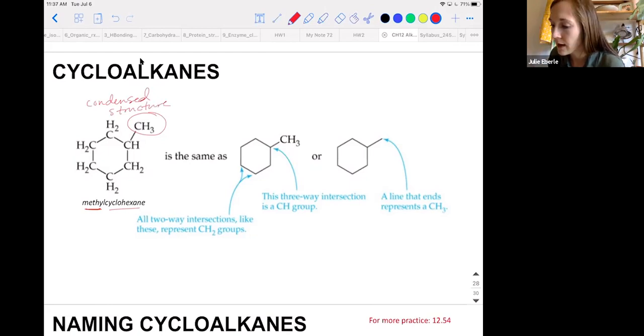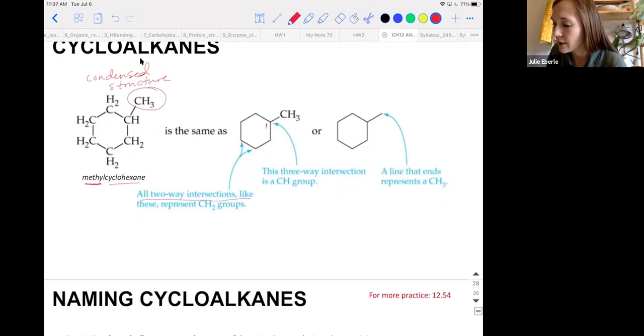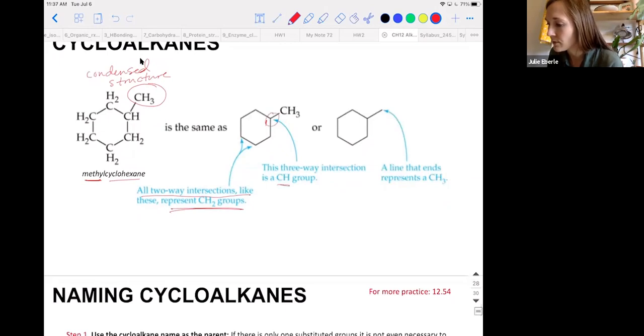In a ring, I don't know if you're going to think it's a little trickier or easier to name or number the carbons. But if you have one substituent group, you're going to say, that's my carbon number 1, because you don't have any other reference point. You don't have to figure out which end to number from like you would on a straight or branched chain alkane. You're just going to call that first substituent carbon number 1. All the two-way intersections here represent CH2 groups. This right here would be a CH group, and a line at the end would be a CH3 group. But that's part of the line structure stuff we talked about.